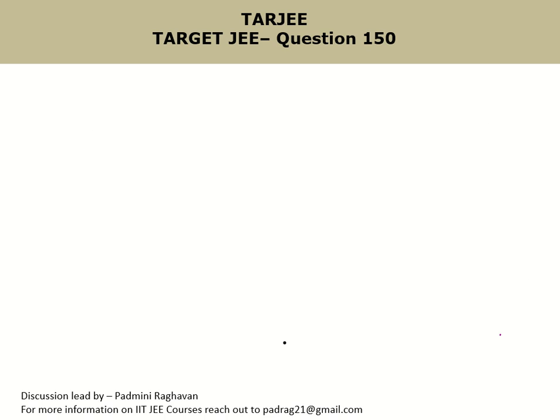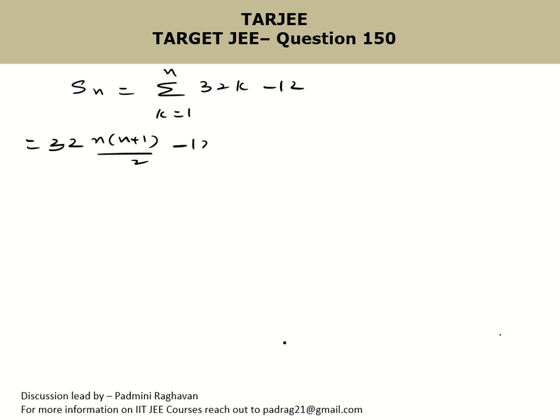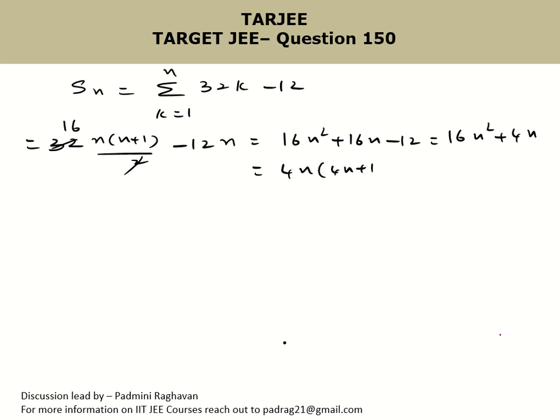So our Sn is as simple as sigma k equal to 1 to n, 32k minus 12. Let's use the appropriate formula here. So it is going to be 32 times n into n plus 1 by 2, minus 12 will get added up n times, so minus 12n. So I can cancel this. Then I can open the bracket. We get 16n square plus 16n minus 12n, which is going to be 16n square plus 4n. I think we can simplify this as 4n into 4n plus 1. So this is our Sn.